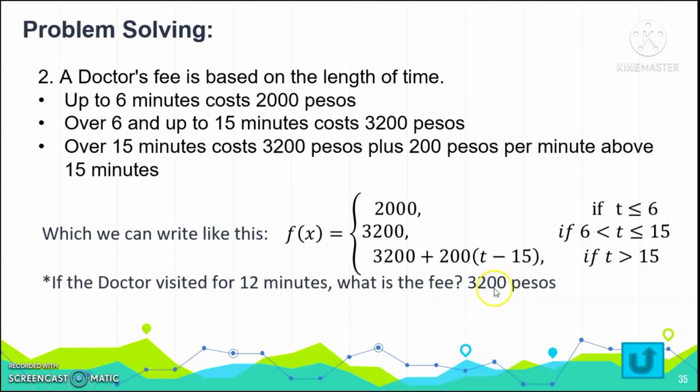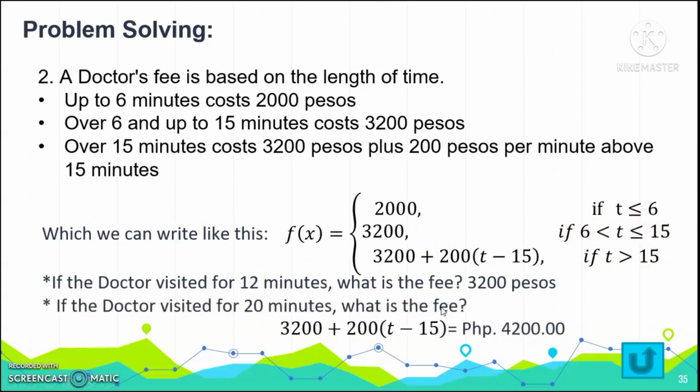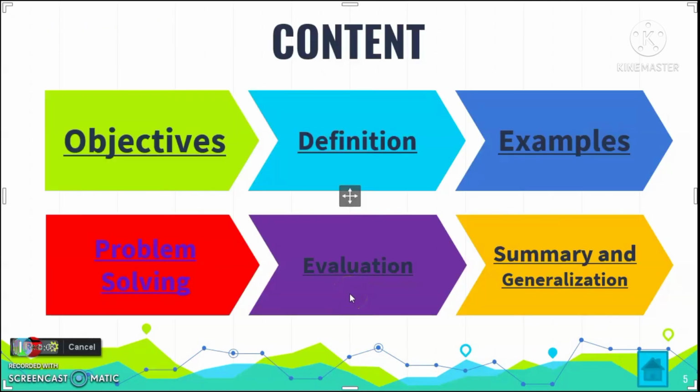So the answer is 3,200 because 12 minutes belongs to this given interval. And if the doctor visited for 20 minutes, what is the fee? So we have to use the last given piecewise function, 3,200 plus 200 times t minus 15, and that is equal to 4,200. Next, we have evaluation.